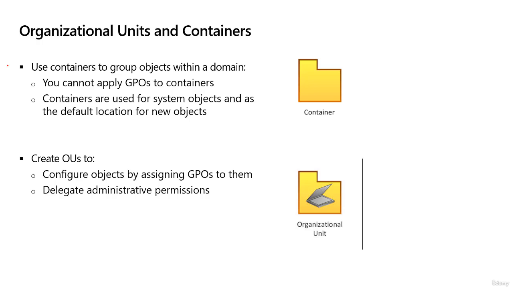The way things are organized within your domain is in organizational units, which are always called OUs, and in containers. A container is actually created by default. So when you install Active Directory, you're going to have several containers that just exist, but they can be used to group objects within a domain. A key takeaway, or the most important thing about a container, is you cannot apply group policy objects to containers.